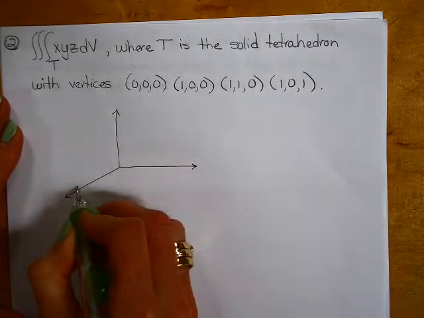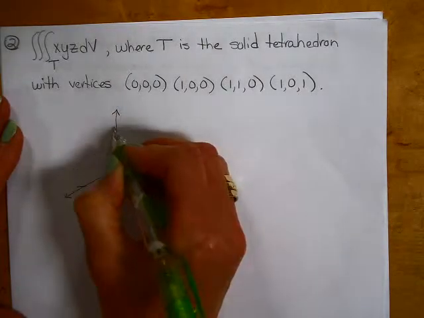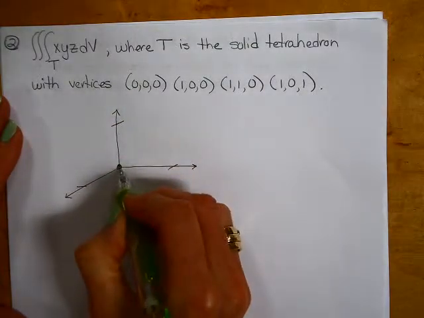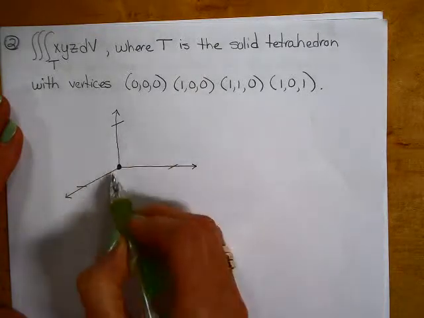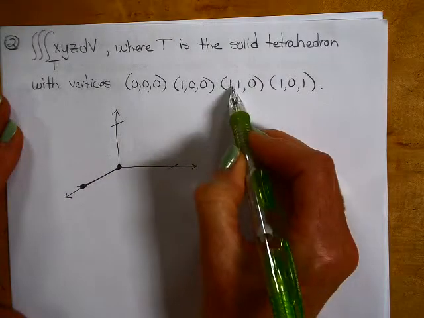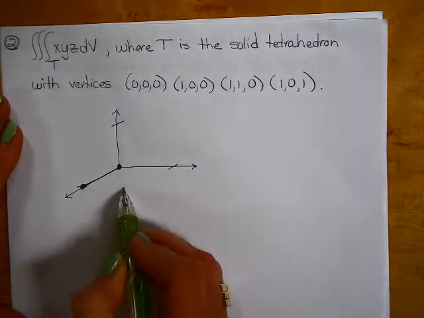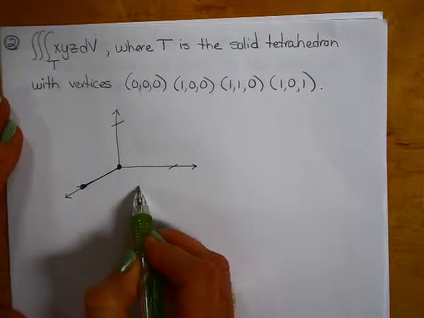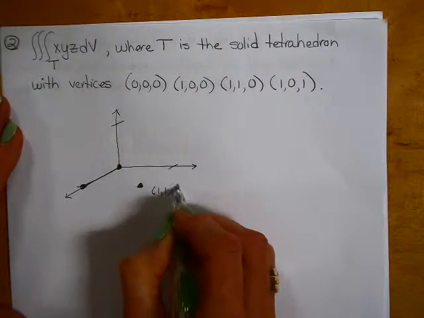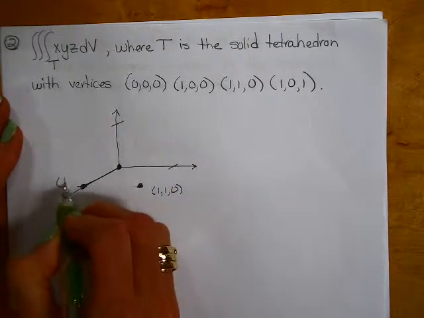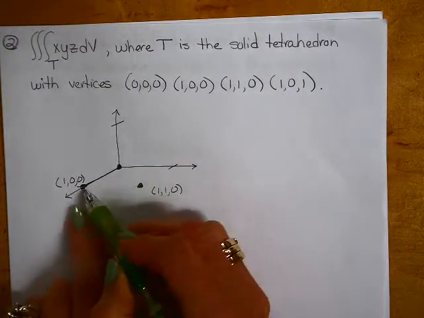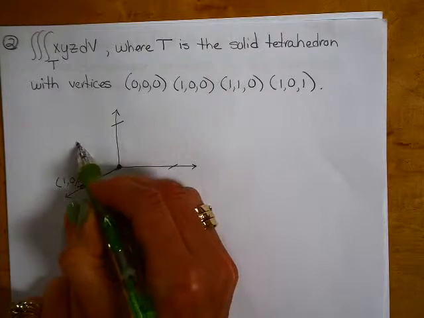All right, I'm going to come out here to 1, out here to 1, and up here to 1. So I've got the point 0, 0, 0. I've got the point 1, 0, 0. I've got the point 1, 1, 0. So I guess that's about right there. I'm going to label these so I don't get them lost. And then I've got the point 1, 0, 1.